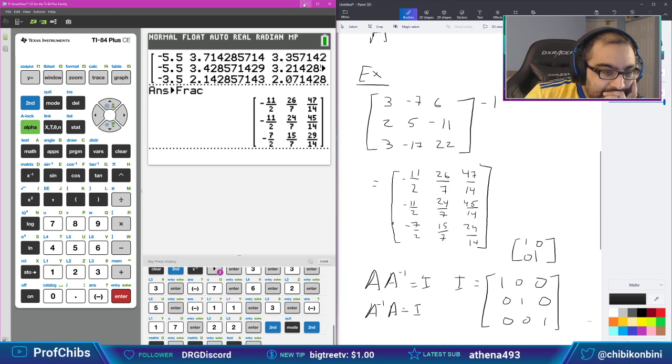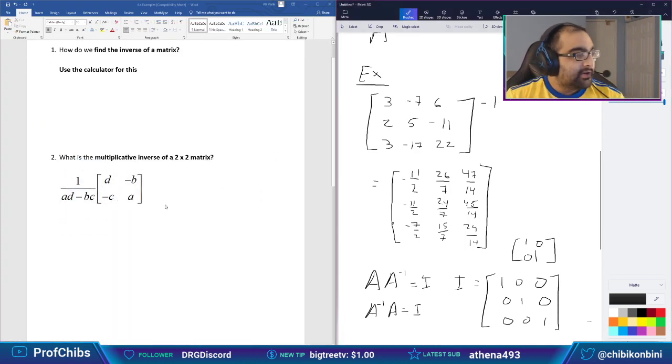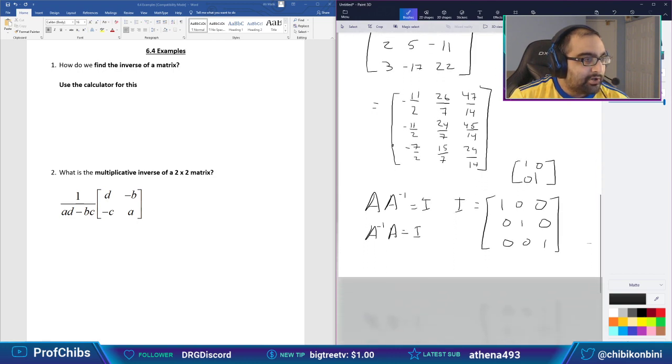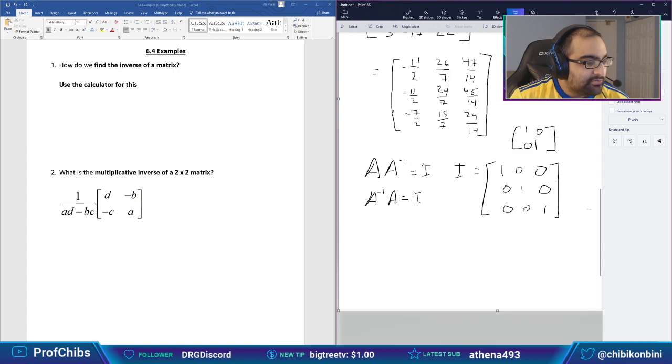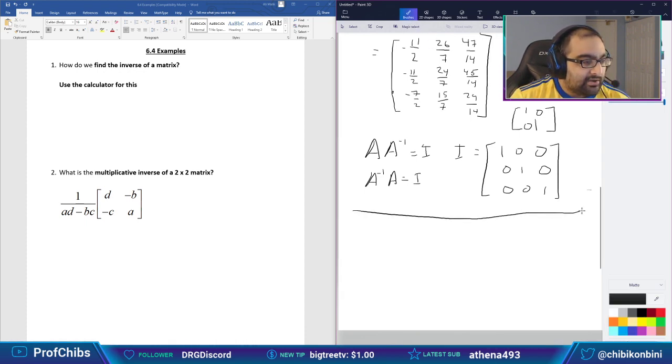Okay. So the next part I want to talk about is the multiplicative inverse of a 2x2 matrix. That's number 2. This is just a shortcut method to find manually the multiplicative inverse of a 2x2 matrix. I'm just showcasing it here. If you want to find it, you can find this via the calculator as well.